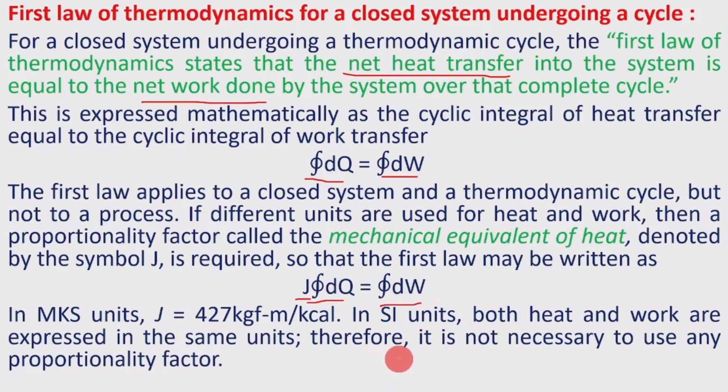Then this is the first law of thermodynamics for a closed system undergoing a cycle, or a cyclic process. For the cyclic process, the cyclic integral of heat transfer is equal to the cyclic integral of work transfer. We can interchange both from the right-hand side to the left-hand side also, or we can take the summation of work transfer equal to the summation of heat transfer also. This is for the system undergoing the cycle.